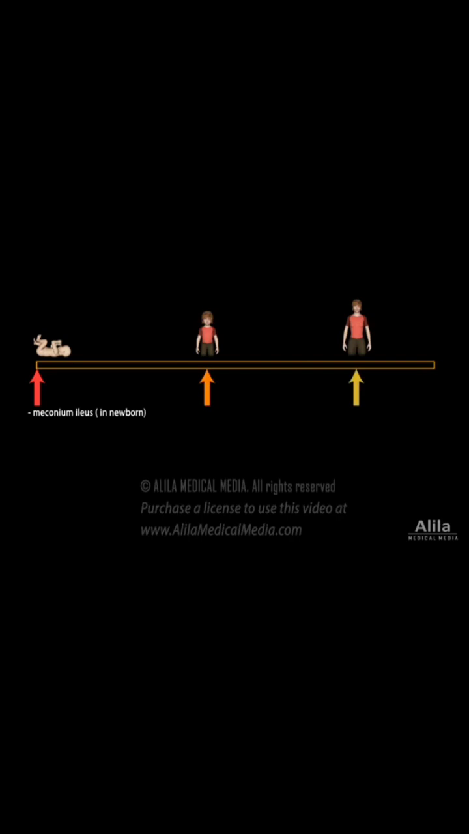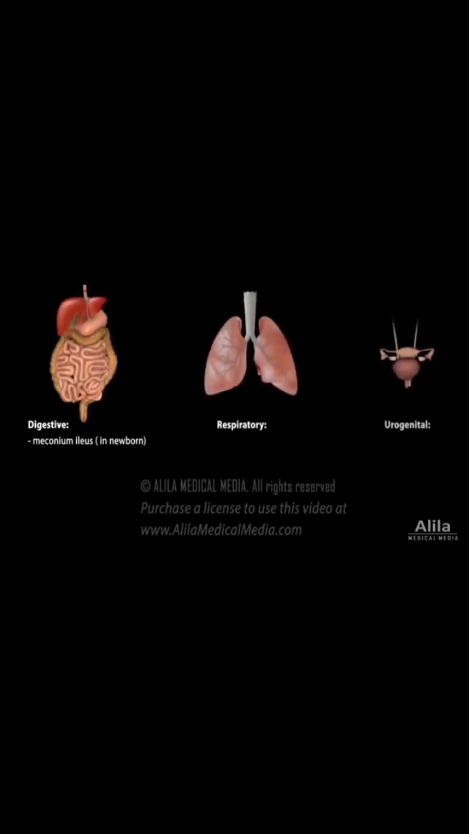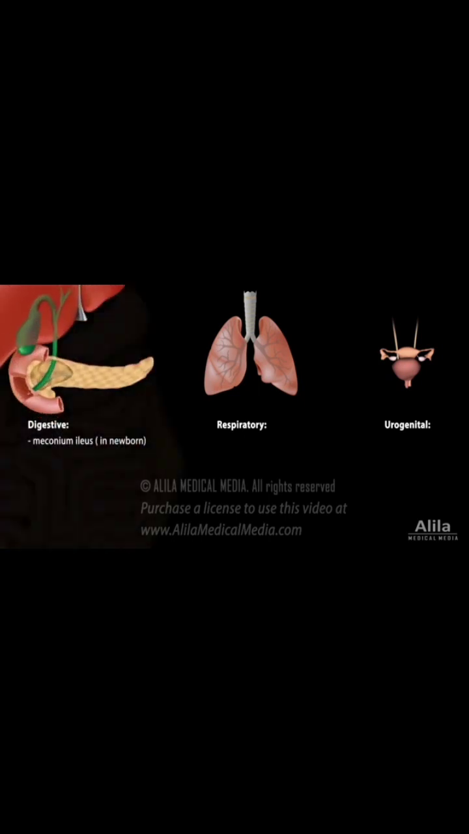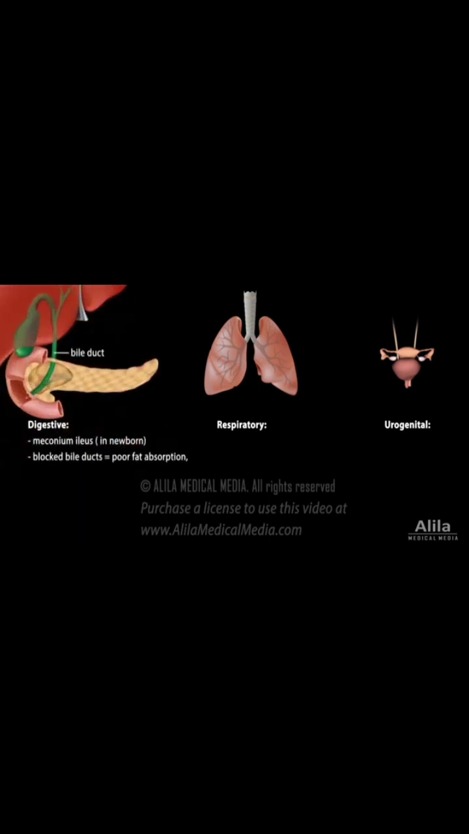CF is a multisystem disorder, but it affects mainly the digestive, respiratory, and urogenital organs. While respiratory insufficiency is the leading cause of mortality, digestive symptoms are usually the first to appear. In the digestive system, obstruction of bile ducts may lead to poor fat absorption and possible liver damage. Thick secretions may also block the pancreatic duct, preventing pancreatic enzymes from reaching the intestine.